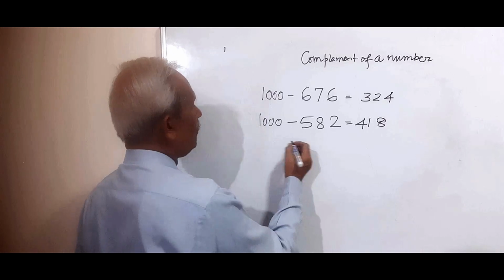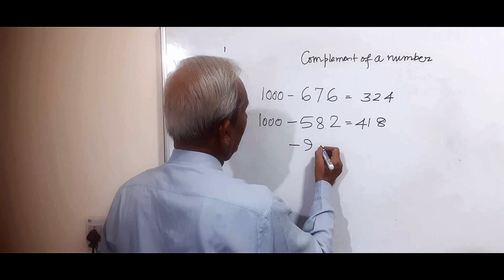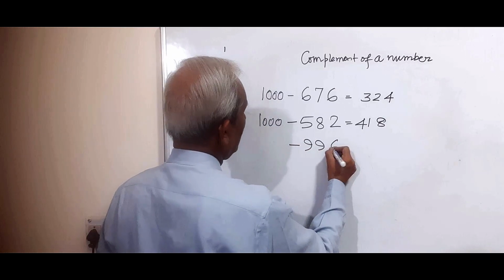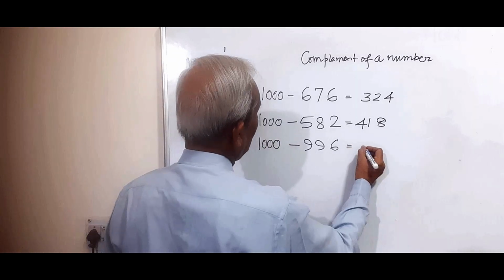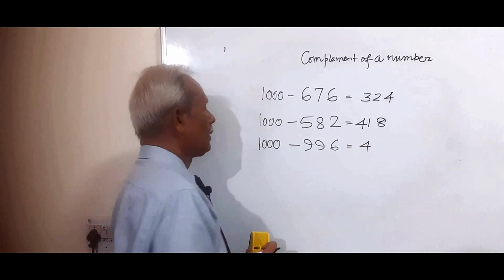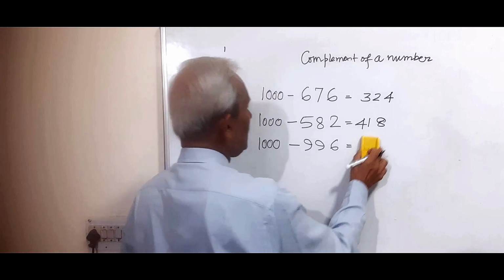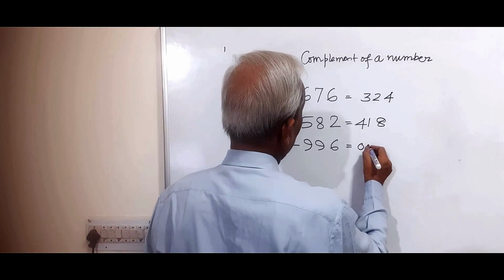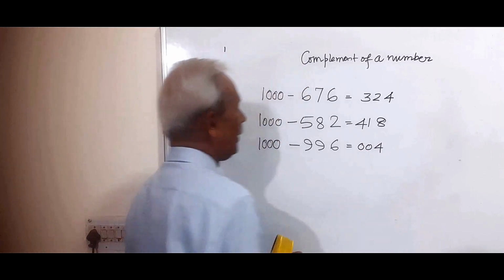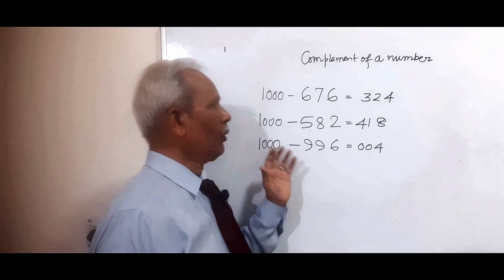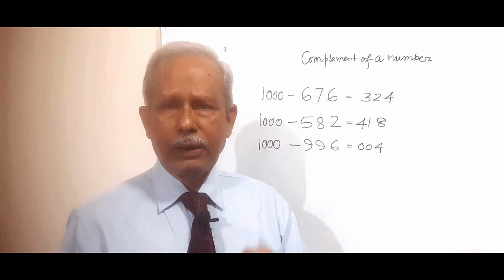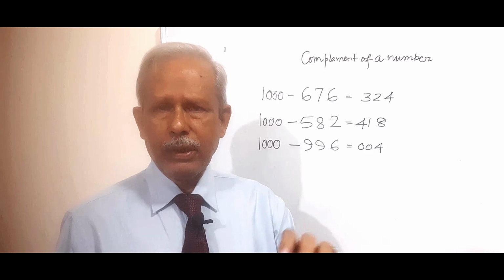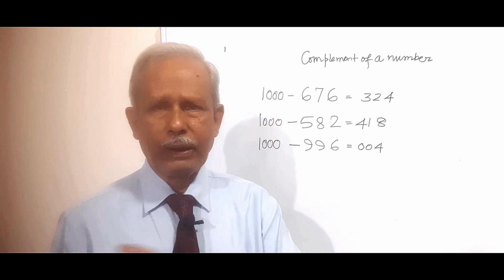And the last one, what is the complement of 996? 1000 minus 996 is how much? It's 4. The complement is 4. We may also write it here as 004. Right? So in all these cases, we find the complement is the difference of any number from its nearest base like 10, 100, 1000, etc.